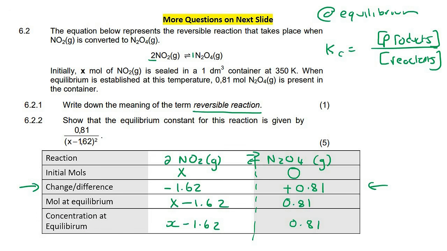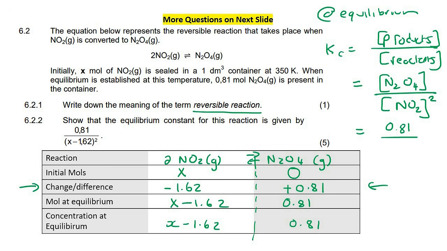So it's these values. That's going to give us, it's your product first, so it's the concentration of N2O4 over the concentration of NO2 to the power of 2. Because remember that with your Kc expression, these numbers in the front become the exponents. And so we're going to say 0.81 over x minus 1.62 to the power of 2. And that is exactly what they asked us to show over there.